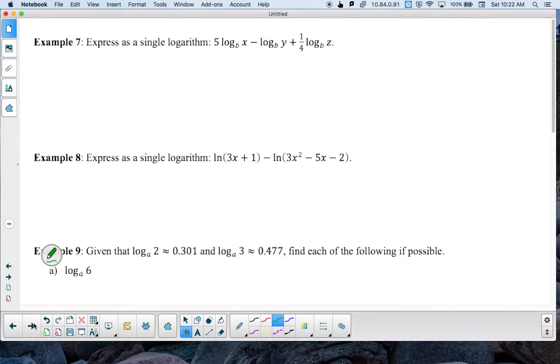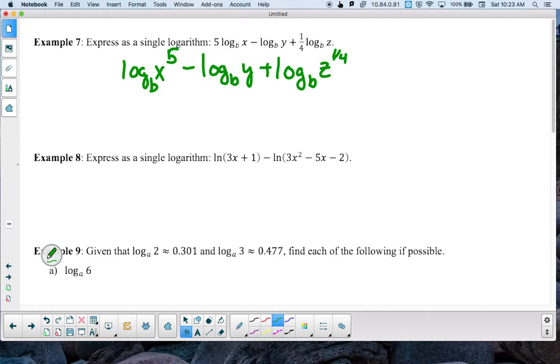And then to express this as a single logarithm, we want to do basically the opposite of what we just did. So the first thing that we want to do is bring the number in front up to our exponents. So this would be log base b of x to the fifth power minus, there is no exponent for the y, so we're going to leave that as minus log base b of y, then plus log base b of z to the 1/4 power.